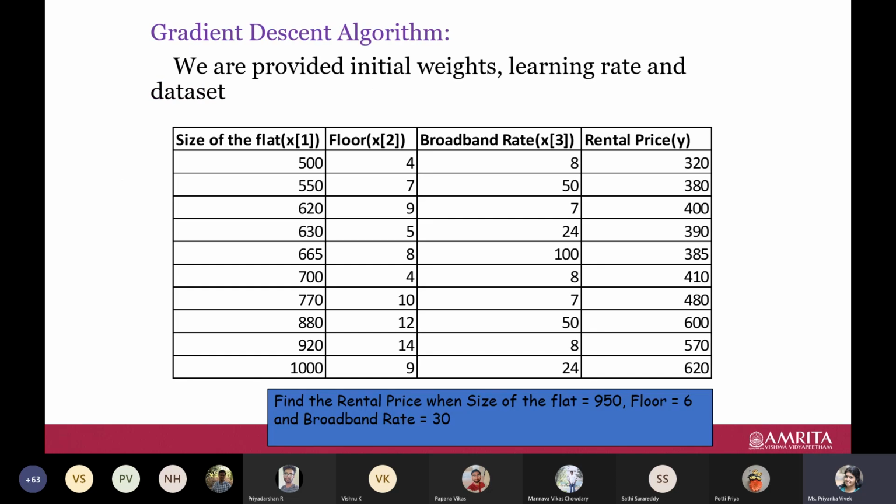So there is a problem. The size of the flat, floor, broadband rate, and rental price is given. This is how we are going to do the problem.